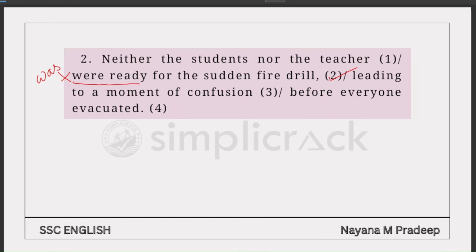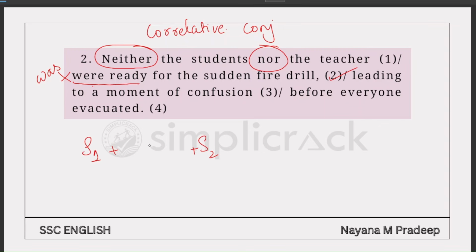How did we know that it is was ready? Because here you see the phrase neither nor. Here you see the correlative conjunction. Neither nor, either or, all these are correlative conjunctions. So when two subjects are joined by a correlative conjunction, the verb has to agree with the subject that is closest to it. Okay, when you have two subjects joined together by a correlative conjunction, the verb has to agree with the second subject, the subject that is closest to it. It will not look at the first subject at all.